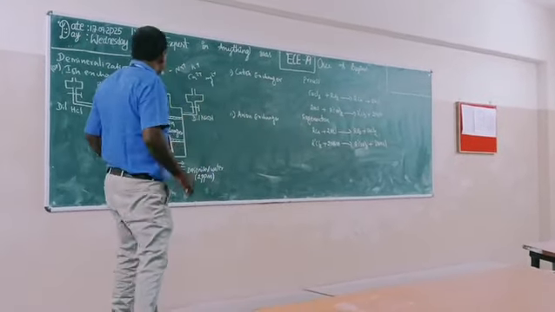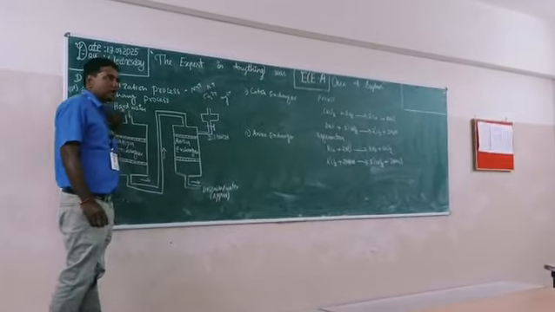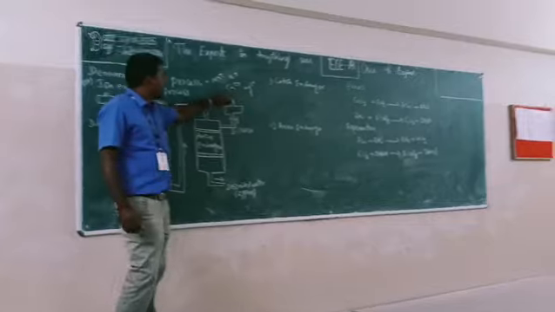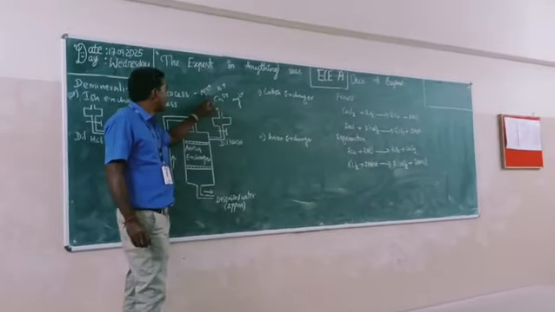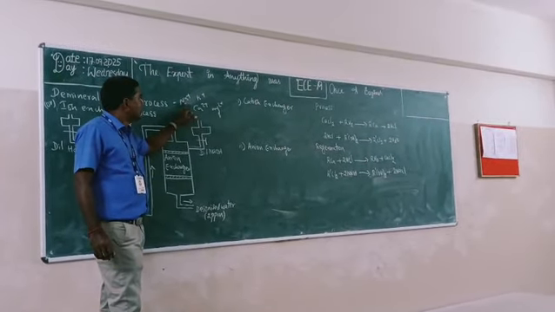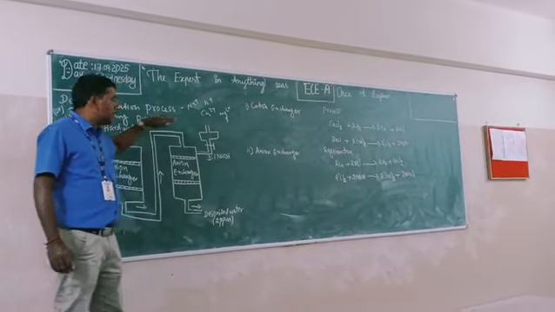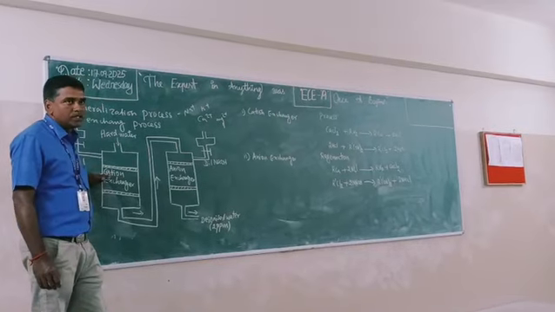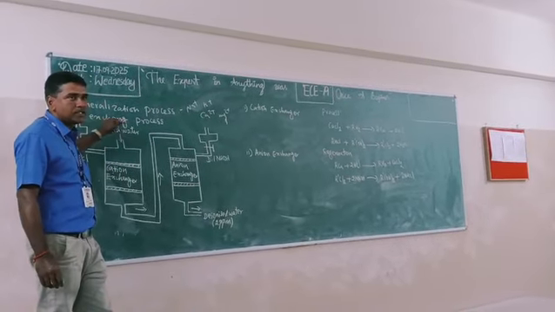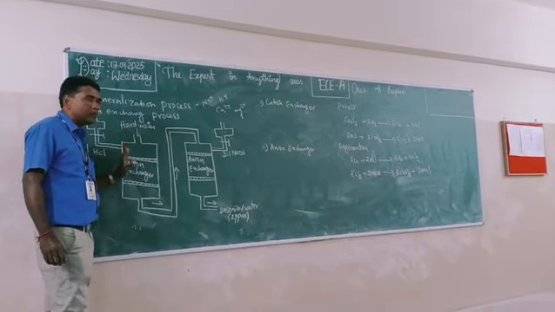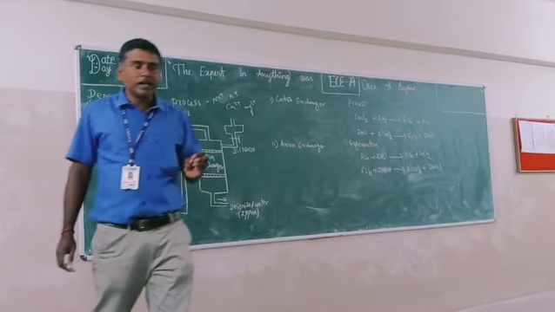By this process, demineralization means you have to remove all types of ions, that is both calcium and magnesium ions and also other anions and cations, Na plus and K plus ions. This type of ions we can easily remove with the help of the demineralization process of the ion exchange process. Now we are going to discuss the demineralization process of the ion exchange process.